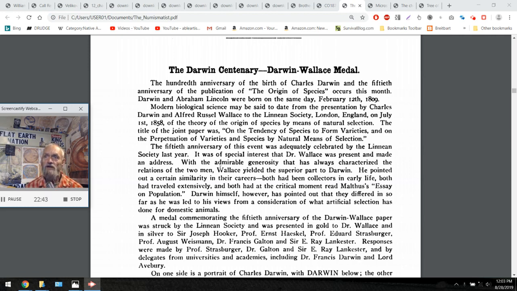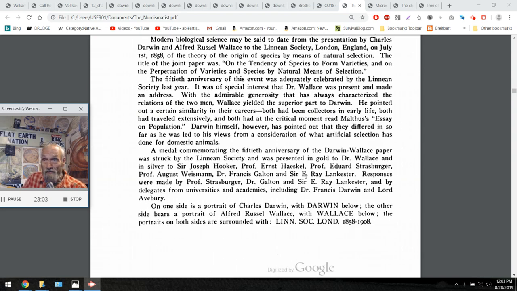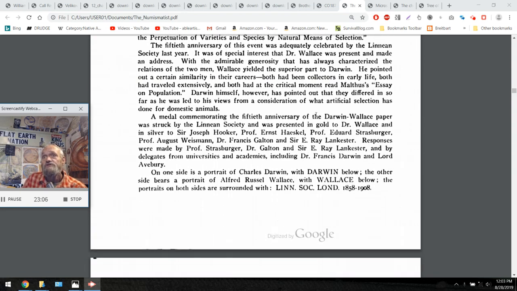They were worried about it. Darwin himself, however, has pointed out that they differed insofar as he was led to his views from a consideration of what artificial selection has done for domestic animals. First time I heard that. A medal commemorating the 50th anniversary was struck, and they loved it.